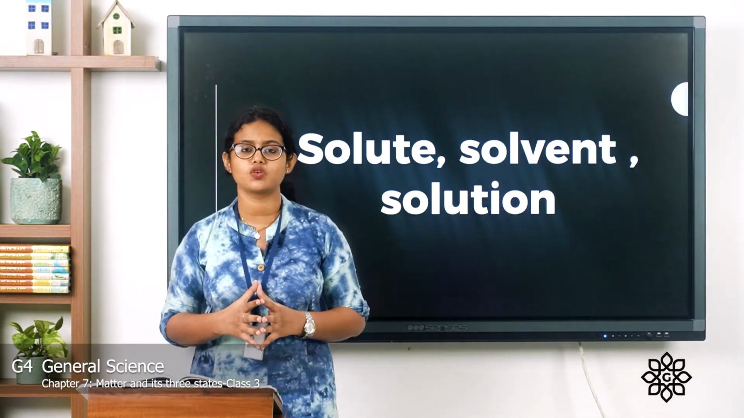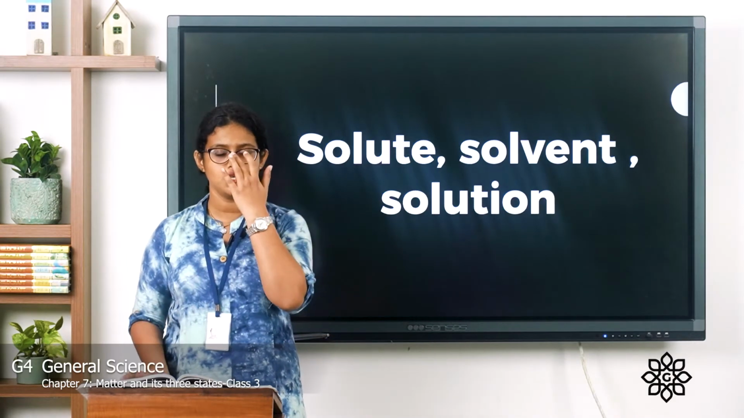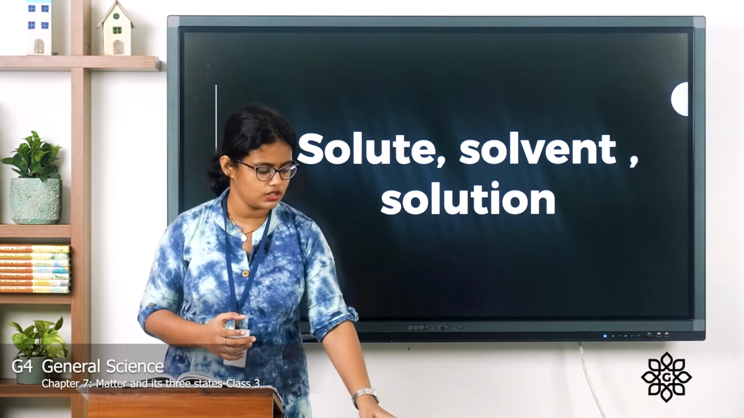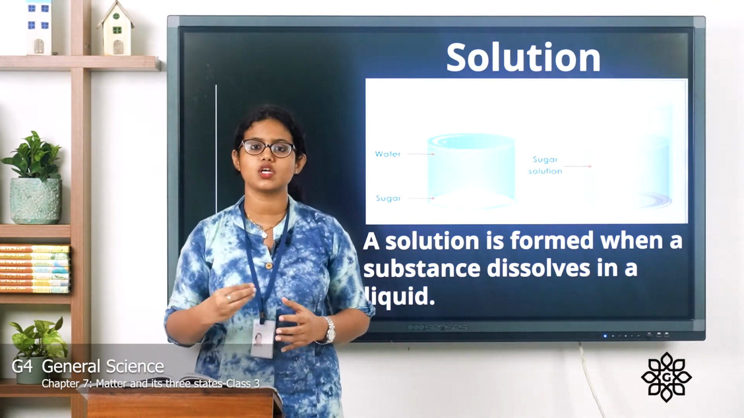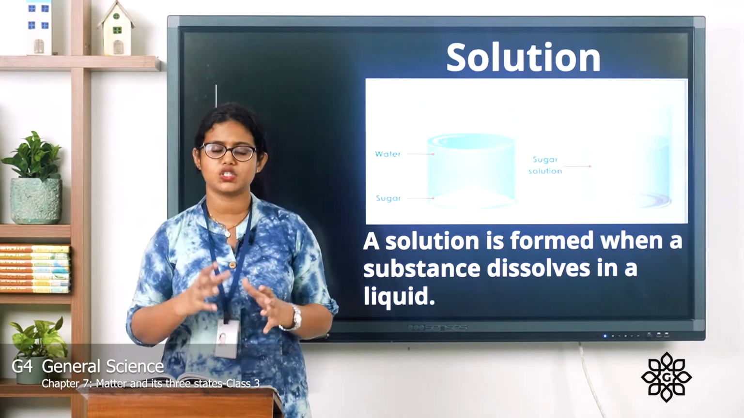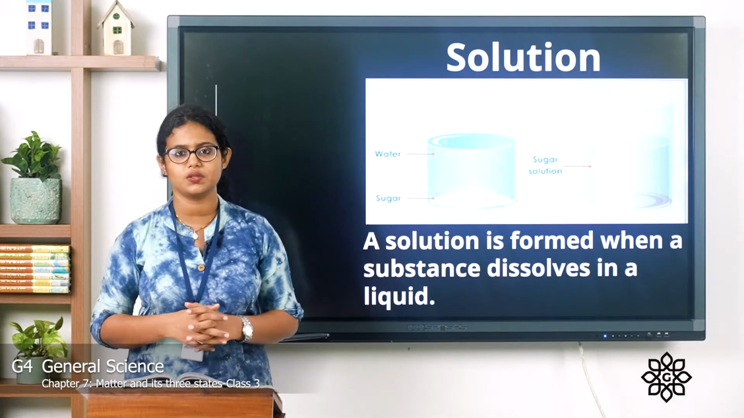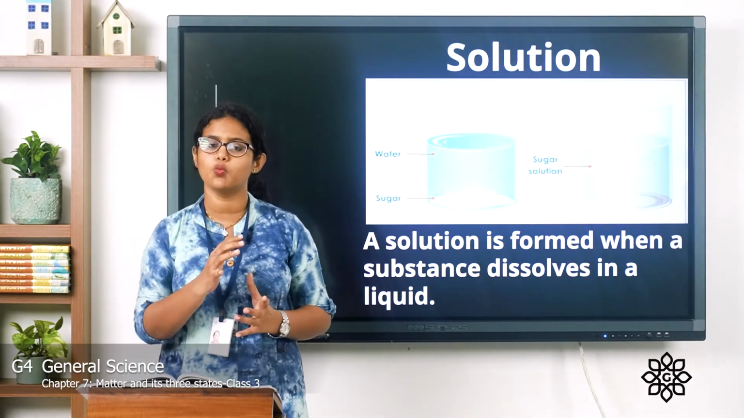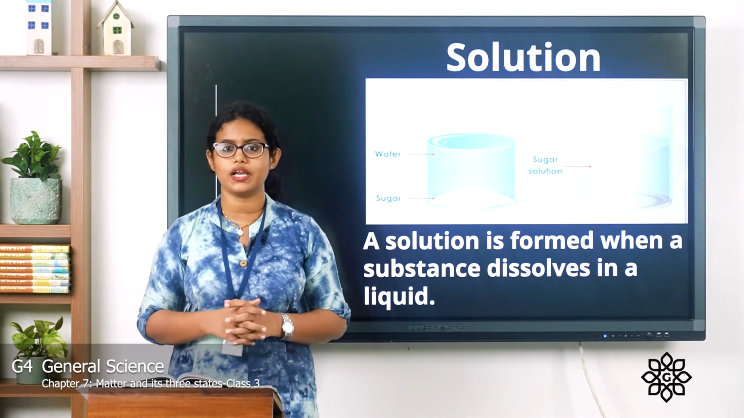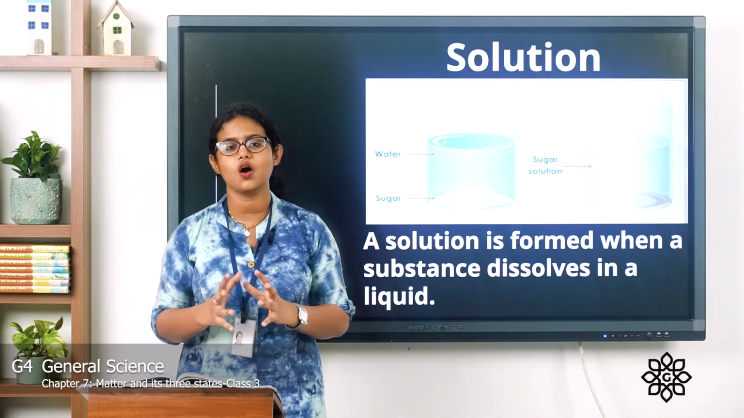Now let's learn about solute, solvent and solution. So what is a solution? A solution is formed when a substance is dissolved in a liquid. So let's take a glass of water and a spoonful of sugar. Let's add the spoonful of sugar into the water and stir it very well. When you stir it very well, the solid gets dissolved in water.